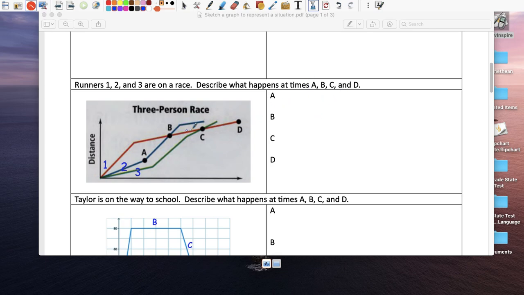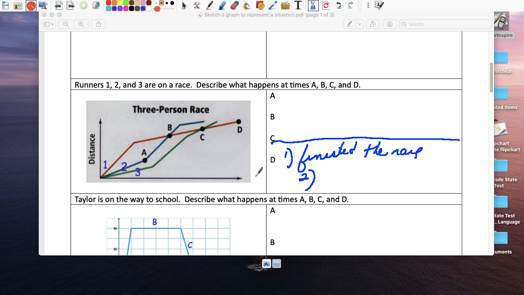And then from C to D, in this section right here, what can we tell? Runner 1 finished the race. Sorry, my pen's not working too well. Runner 1 finished the race. As you can tell, he managed to go all the way here. So he started really fast, and then he continued at a steady increase here, right? He finished the race. Runner 2 stopped at point C, so he didn't finish the race.